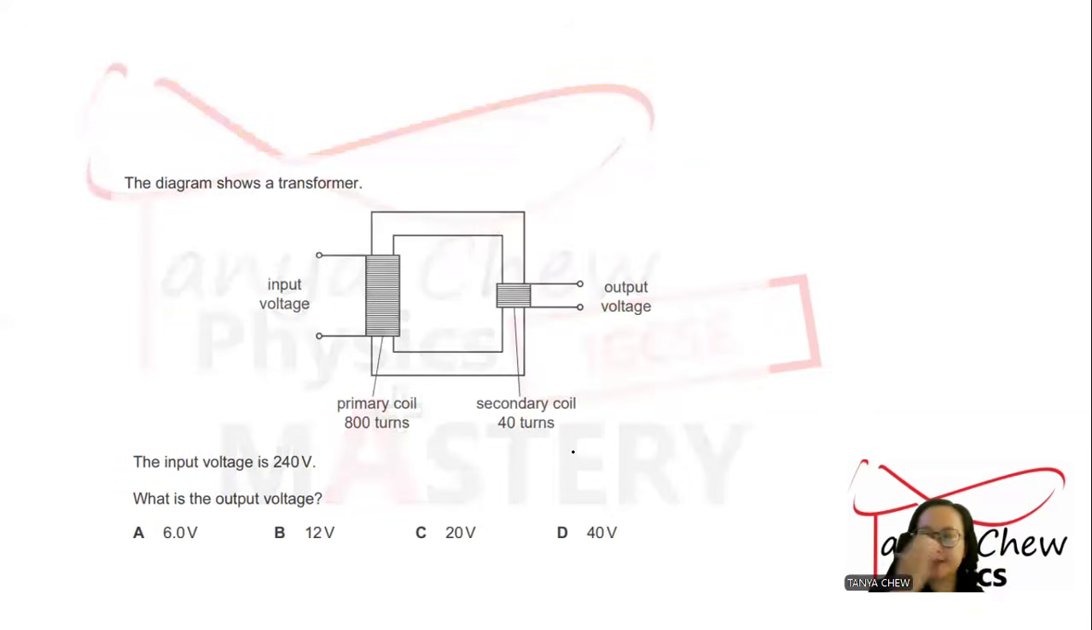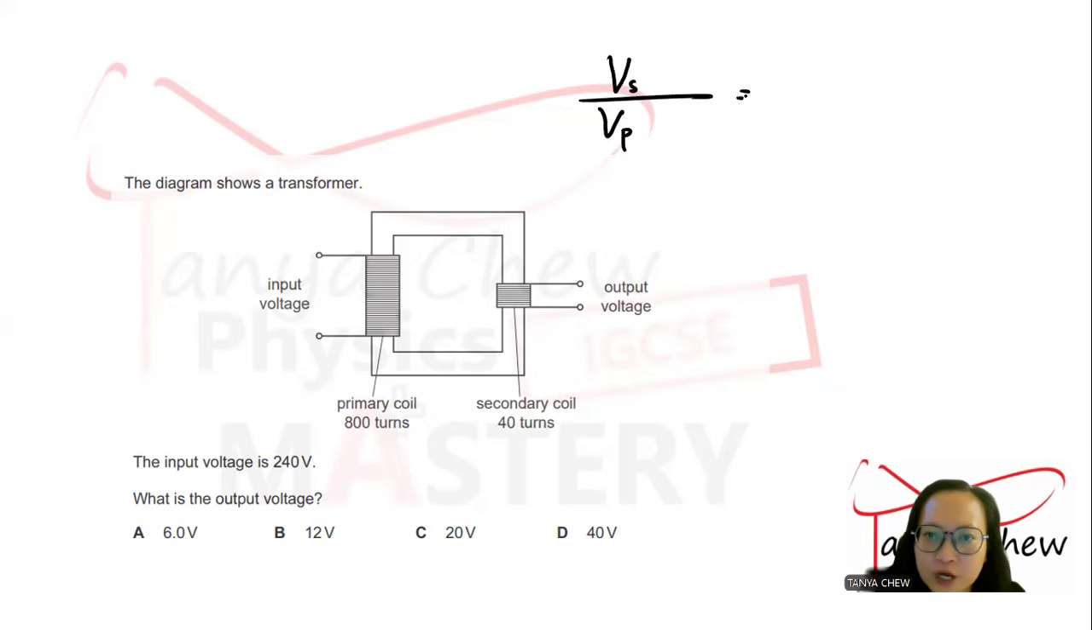Now, look at this question. Diagram shows a transformer. The input voltage is 240 volt. What is the output voltage? They want output voltage, that means secondary voltage over primary voltage is equal to number of turns in the secondary coil over number of turns in the primary coil.